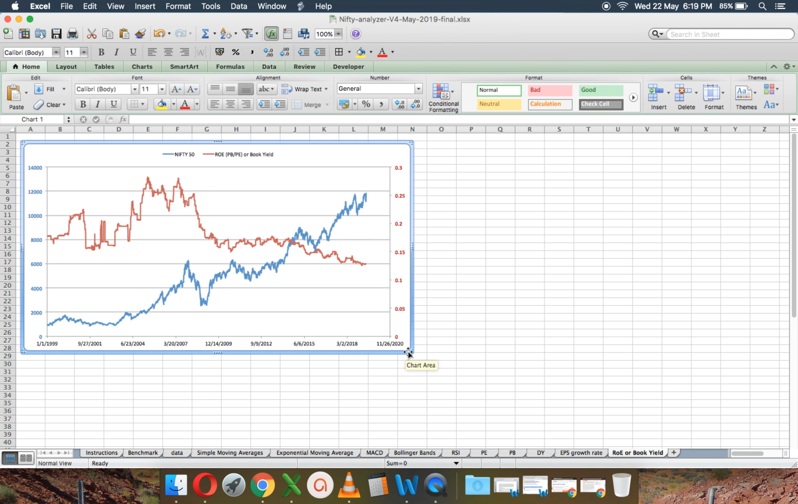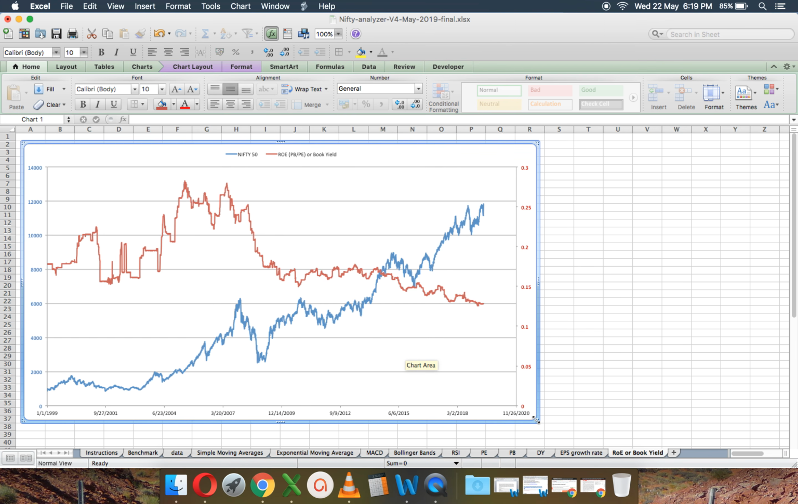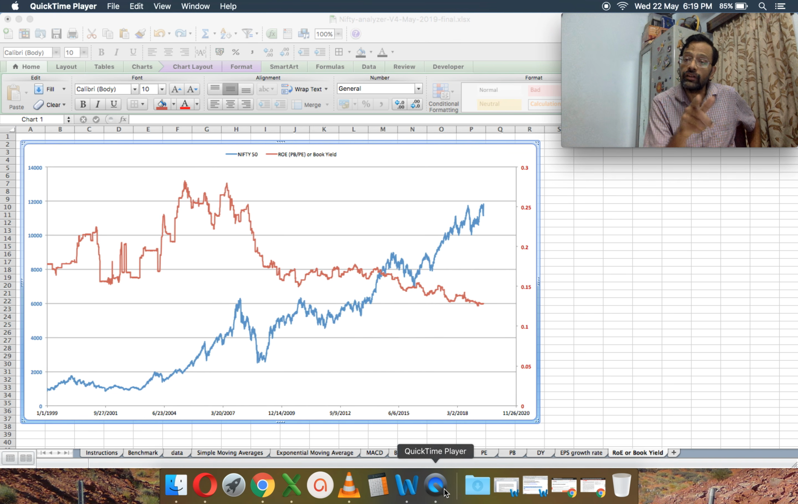Let me try and make this bigger. So the PB divided by the PE gives you the earnings per share divided by the book value. So this is like the return on equity. This is a rough measure of the return on equity, and the return on equity has been falling down consistently since 2008, and that's very scary for me. I don't know how long the prices can keep going and the return on equity can keep heading south.